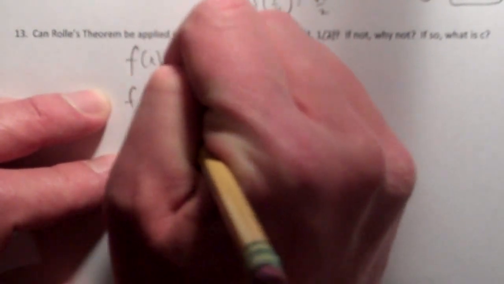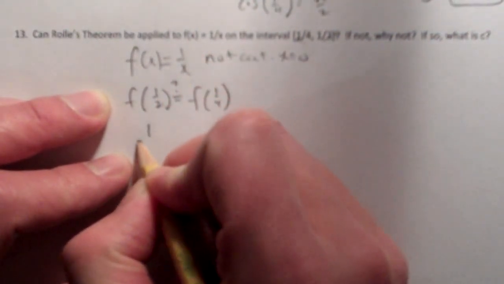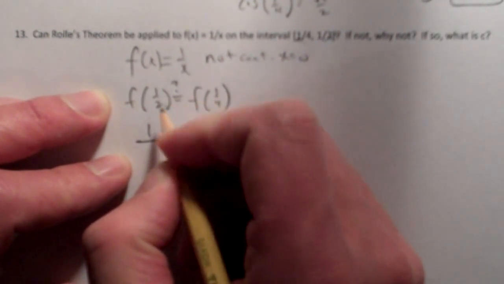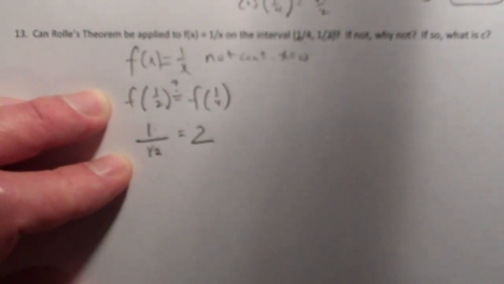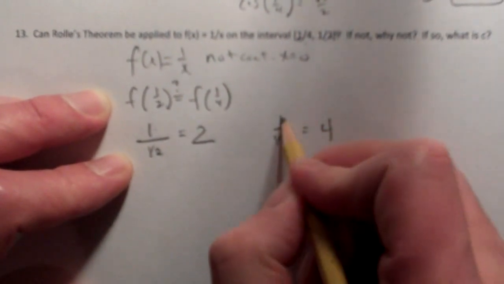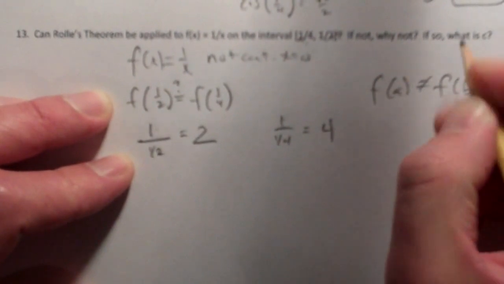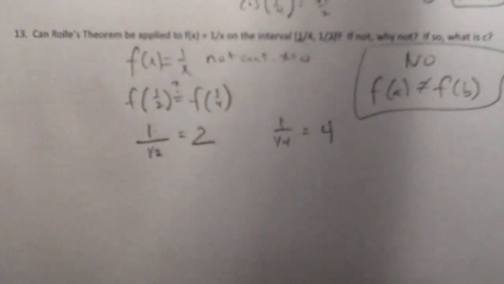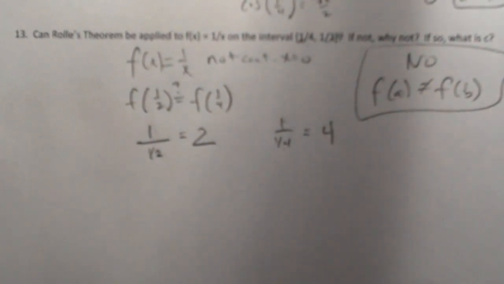So then the next question is, does f of 1/2 equal f of 1/4? And I don't have a good feeling that it will. 1 over x with a half plugged in is 1 over 1/2. That's 2, the reciprocal of 1/2. 1 over 1/4 would give you 4. That's the reciprocal of 1/4. F of a is not equal to f of b, so our answer is no. We can't use Rolle's theorem, and the reason is the endpoints are not the same value when you plug them in.